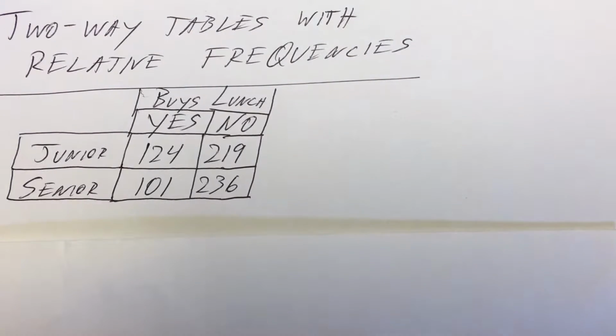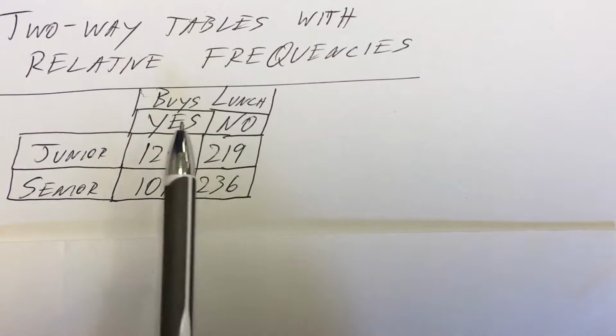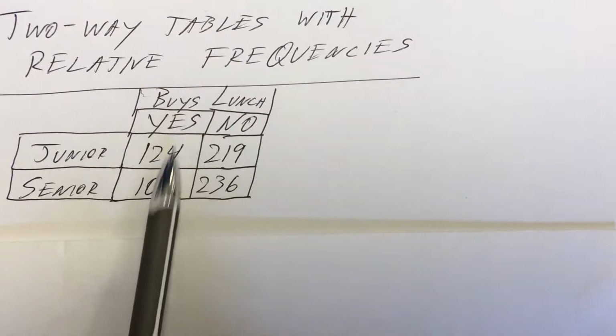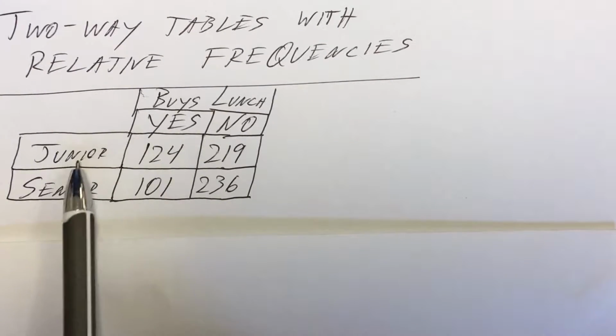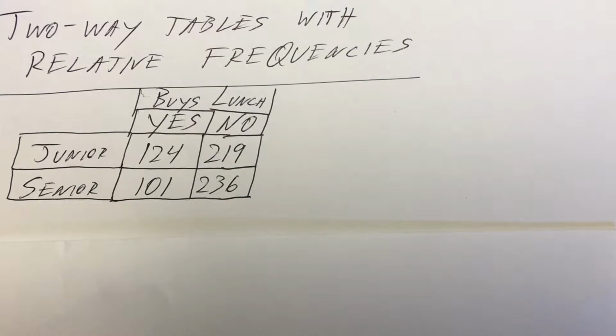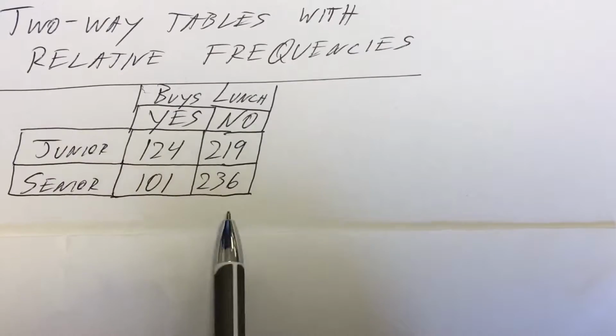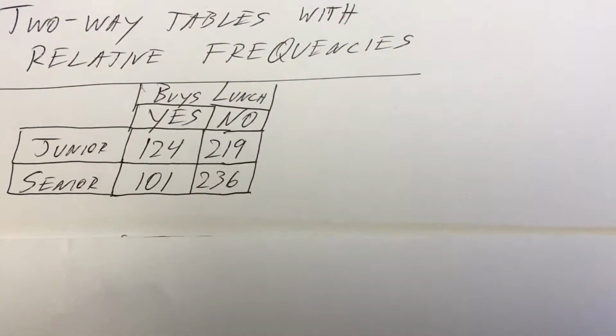Two-way tables with relative frequencies. Given a two-way table such as this, with rows of juniors and seniors, and answers to the question, do they buy lunch at school? Either yes or no. We can take these numbers that represent the specific number of juniors and seniors and change them into relative frequencies. Before we compute the relative frequencies, we first need the total of each row and each column.